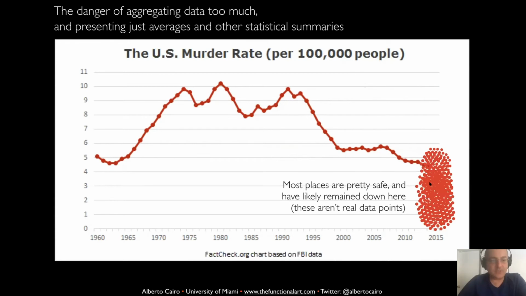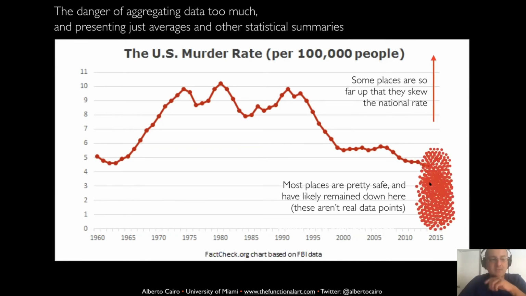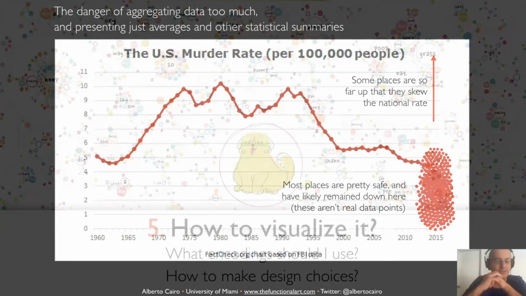So if you're a journalist or a graphic designer, your impulse will be to show just the national rate. And if you do that, you are not informing people. You are misinforming people, because there is a key piece of information that you need to disclose, which is the role of these extreme values. You cannot show the national rate without at least mentioning the effect of these values. You need to increase the amount of information that you show, not decrease it.